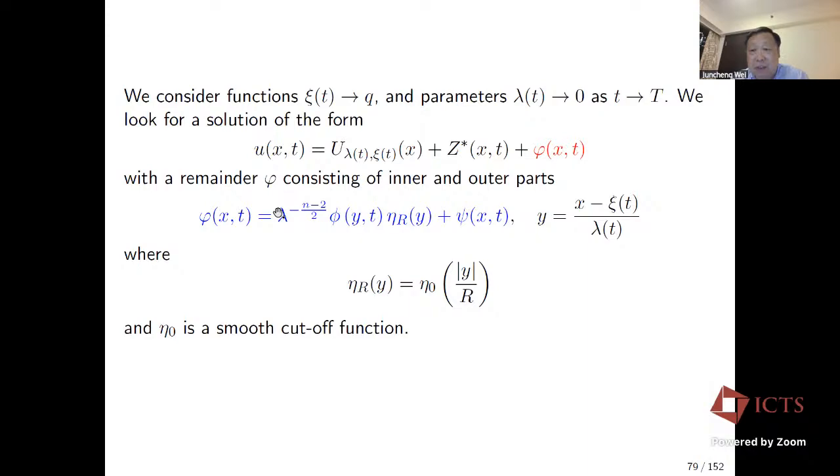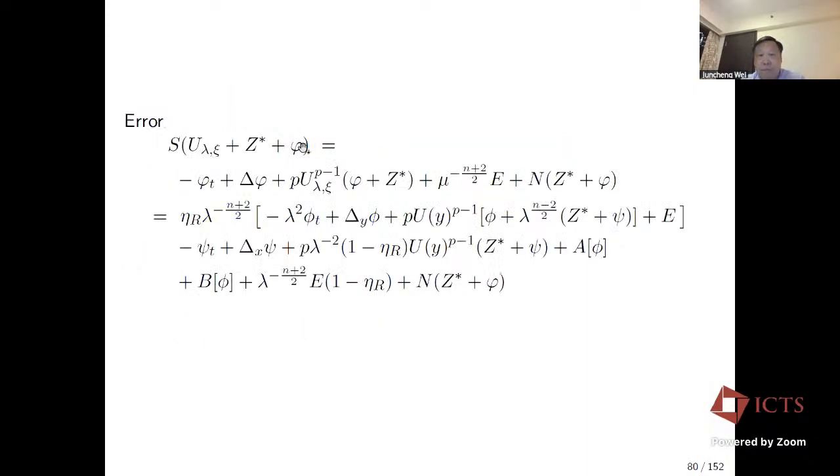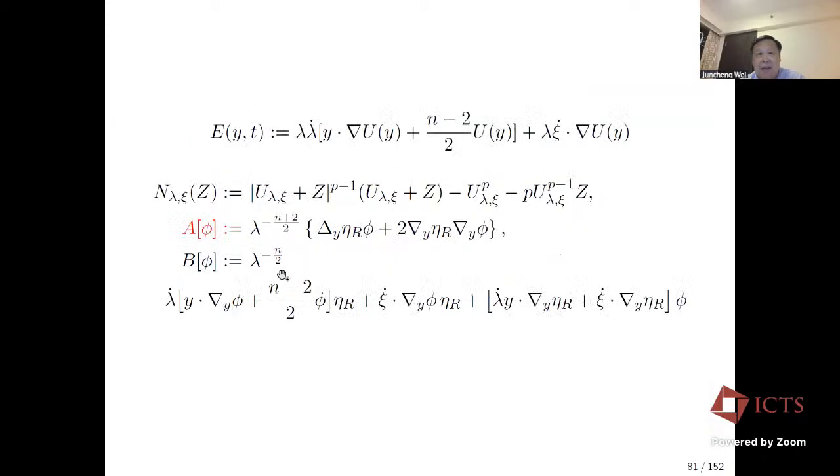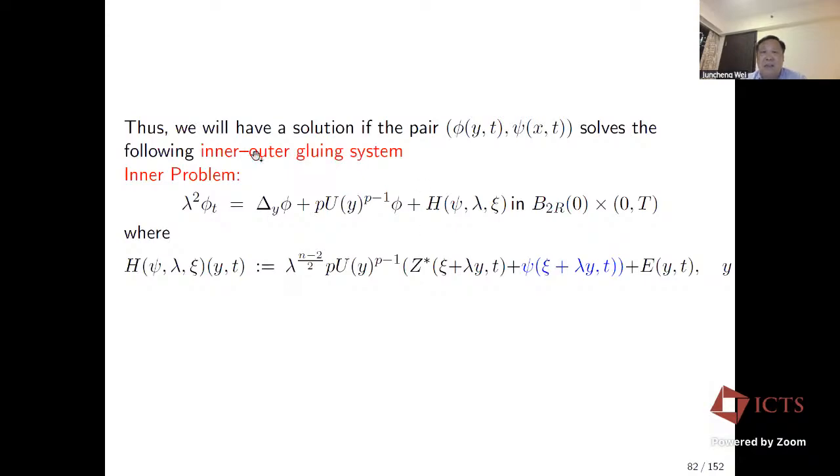And here for the inner part, we have to use the inner variable scaling. So lambda to the minus (n minus 2)/2 is here, in the inner part. But for the outer part, we don't do any scaling. Okay, and the cutoff is in terms of the scaled variable y over r. Okay, we plug in the new ansatz and plug it inside, and then do some computations, and so now we have an inner-outer gluing system.